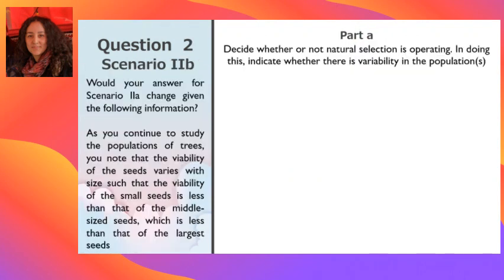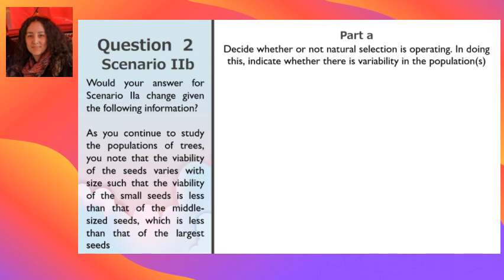Okay, so we are going on to scenario 2, part B. So would your answer for scenario 2A change given the following information? As you continue to study the population of trees, you notice that the viability of seeds varies such that the viability of the small seeds is less than that of the middle-sized seeds, which is less than that of the largest seeds. So we're saying that the smallest seeds are the least likely to sprout and grow a new tree, and the large seeds are the most likely to sprout and grow a new tree.